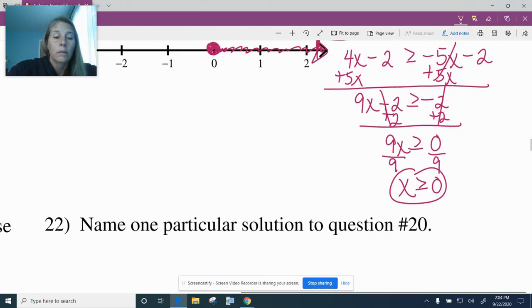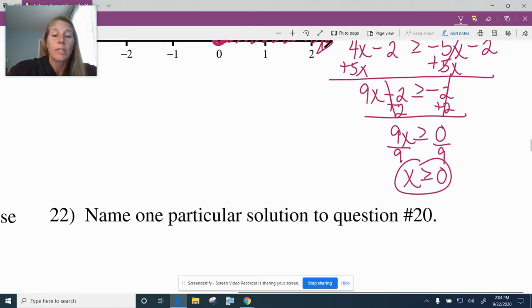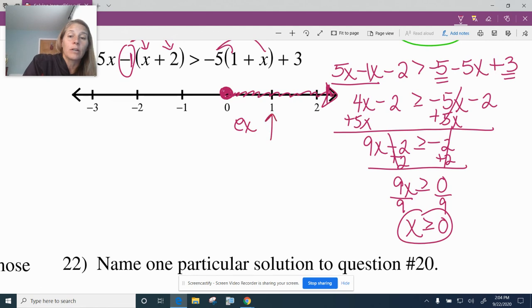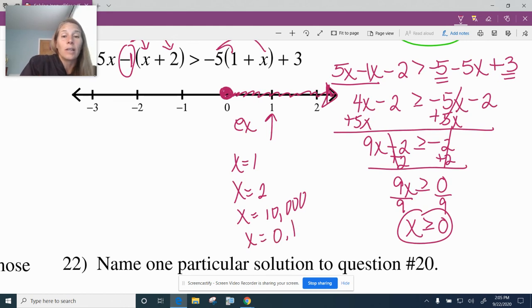All right. So it says here, name one particular solution to question number 20. So for example, any solution could be something in here. So it could be, X could equal 1, X could equal 2, X could equal 10,000, X could equal 0.1, anything that's greater than or equal to 0. X could also equal 0 for that matter. So those would be all examples of what X could equal.